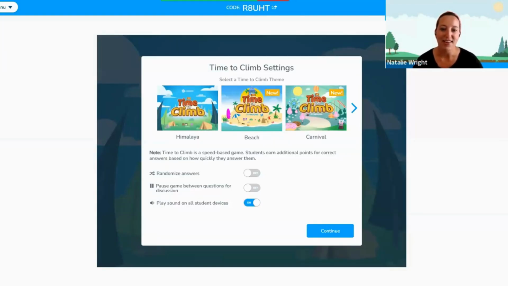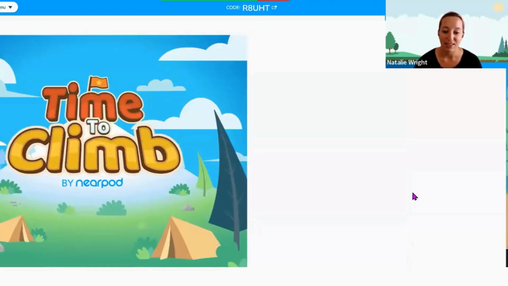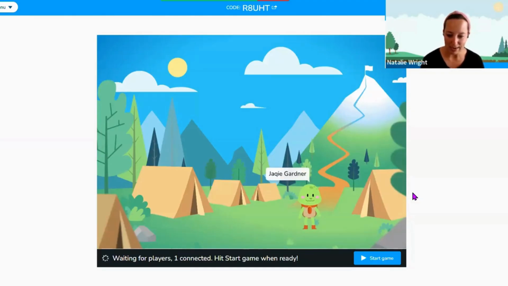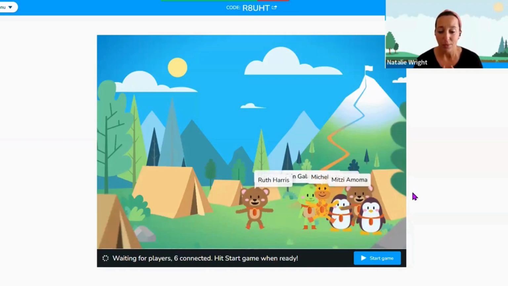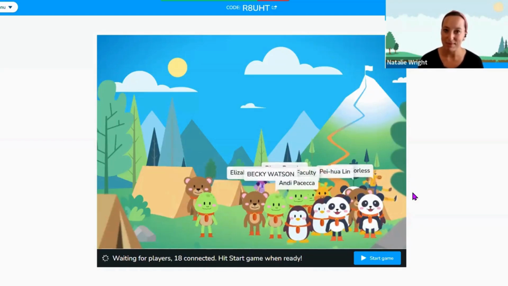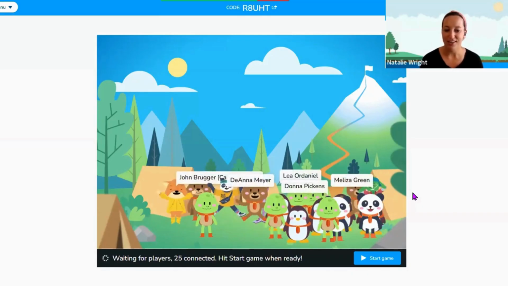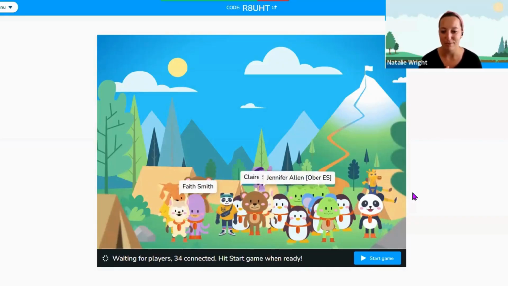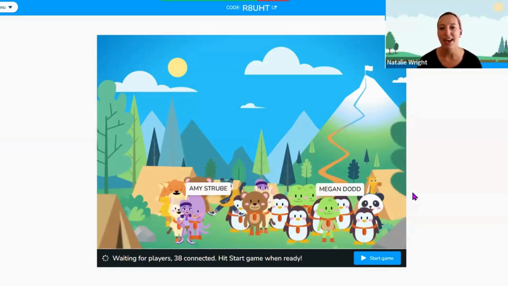Okay, we have, yes, starting off with a Time to Climb. I'm super excited about this. And there is a reason we are starting off with Time to Climb. So as you guys are starting to jump in, one reason is students absolutely love Time to Climb. So by starting your lesson with it, it is just a great hook. Students are immediately interested. Holy cow.